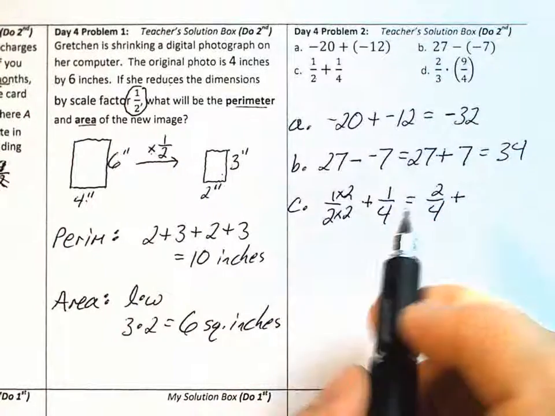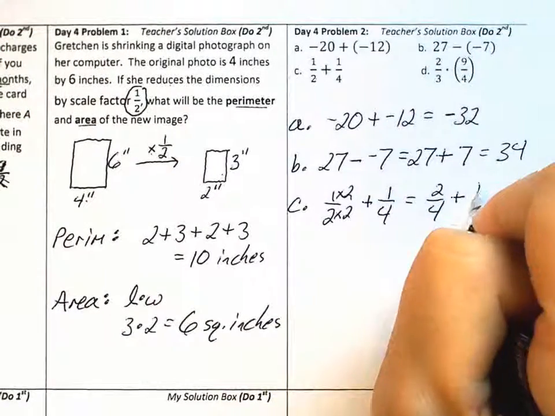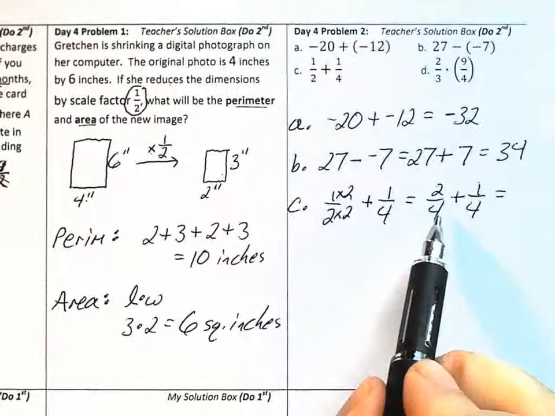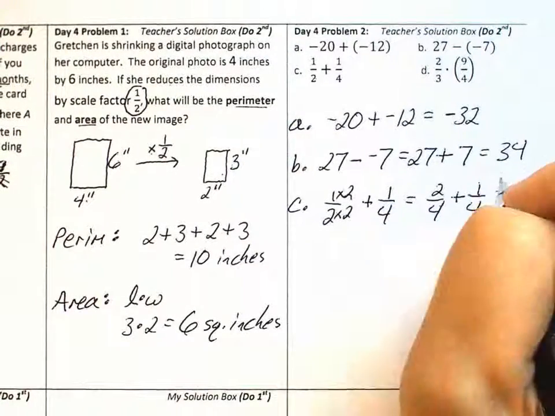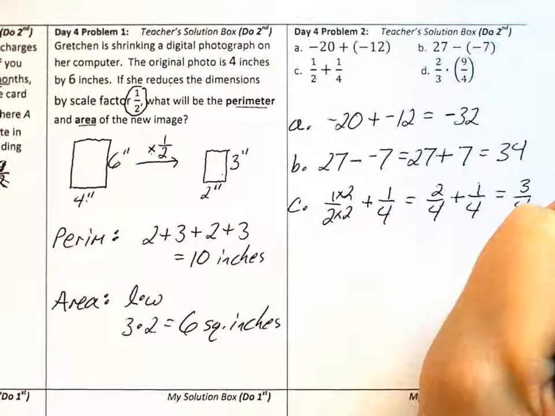And then add, the other fraction was 1/4. We can add these because they have the same denominator. 2/4 plus 1/4 is 3/4.